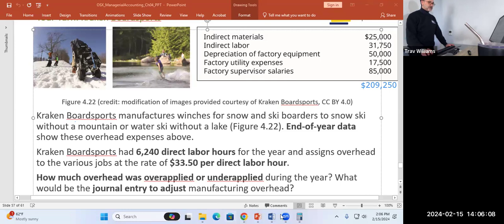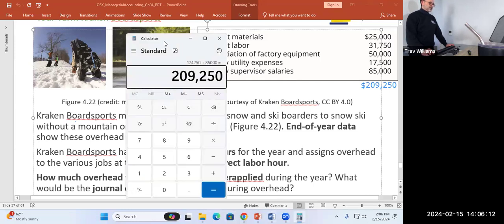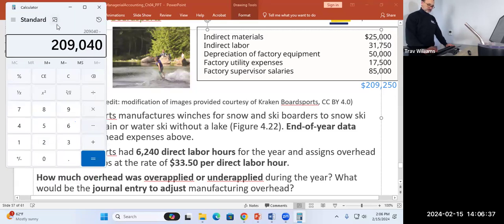Okay. All right. So, how did you get that? So I took the rate, which is $32.50 per direct labor hour, and I multiplied that by the direct labor hours we were given, the actual ones. So they would have applied $209,040 of overhead compared to the actual overhead we saw up here. And so we can just take the difference.